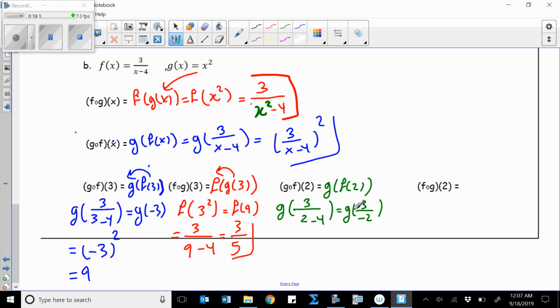So this is my new x for g now. What was g? g was x to the power of 2. So whatever I had for x, I'm going to raise that to the power of 2, which is equal to 9 over 4.